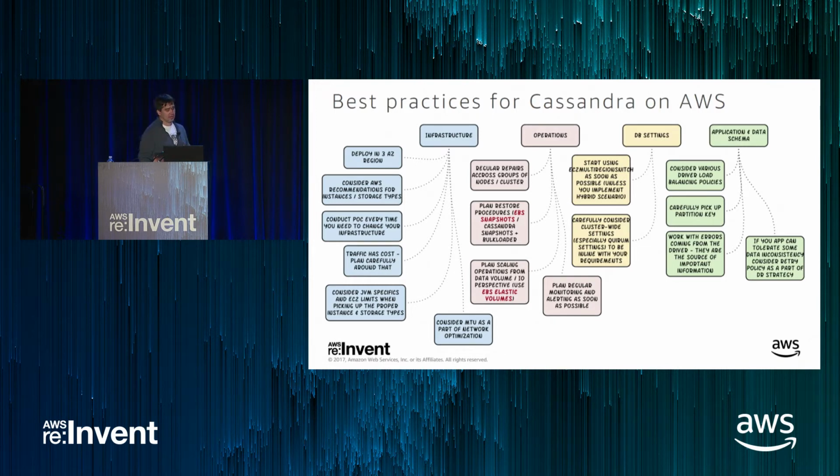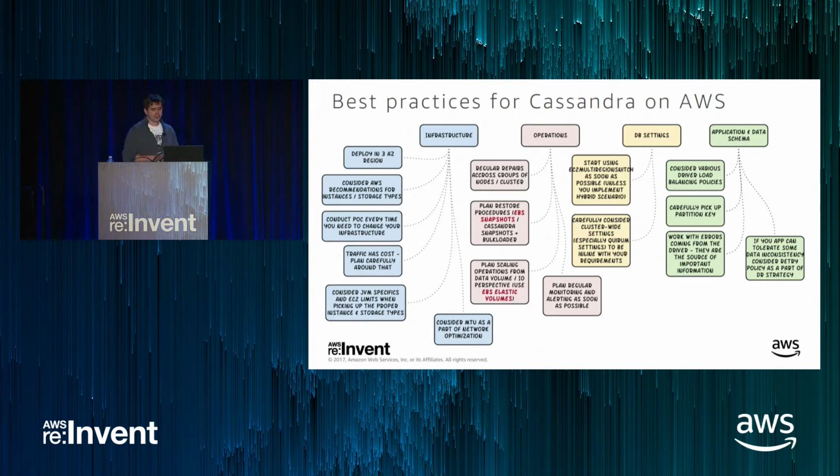Next, from the operations side, regular repairs are really important for Cassandra. And you can utilize EBS features like EBS snapshots for backing up your data and for bringing a node online really fast. And for planning scaling operations, you can use the EBS Elastic Volumes feature to get a really fast increase of IOPS on the GP2 volumes.